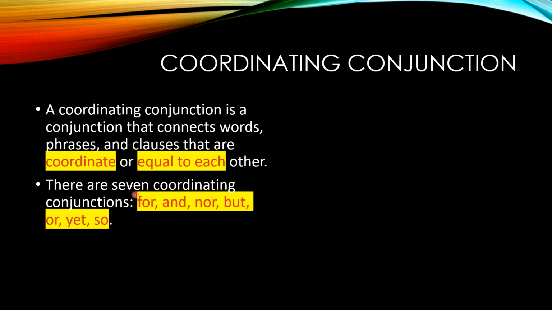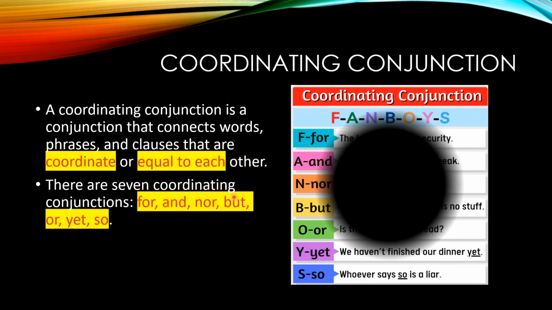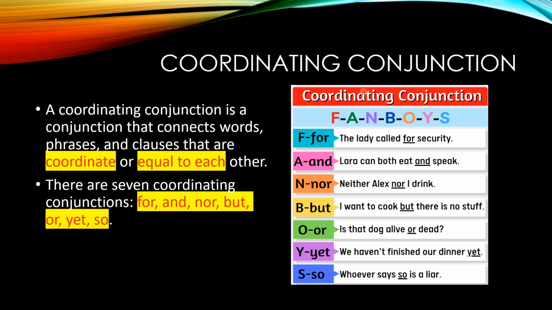So there are 7 coordinating conjunctions, and to remember these 7, there is a very well-known word, FANBOYS. So if you want to learn these conjunctions, you can just learn the term FANBOYS. F stands for for, A stands for and, N stands for nor, B stands for but, O stands for or, Y stands for yet, S stands for so. And you can see the corresponding examples for each conjunction here.